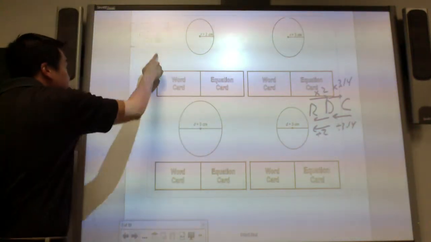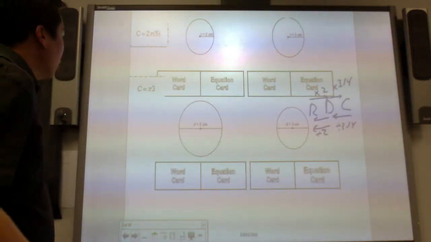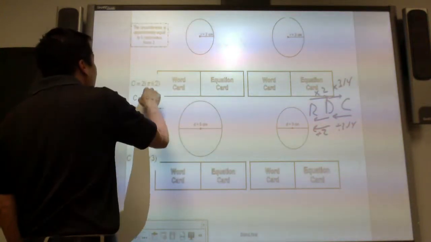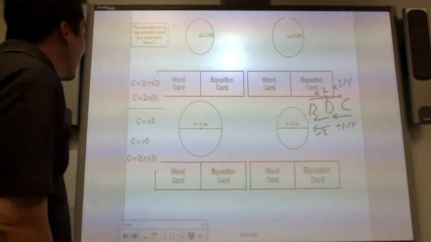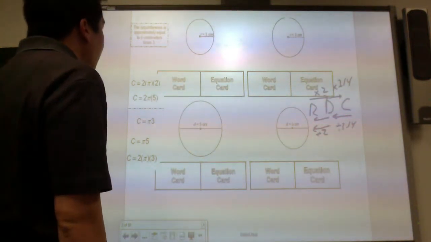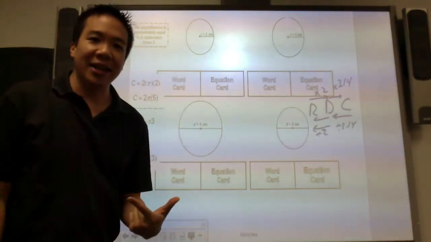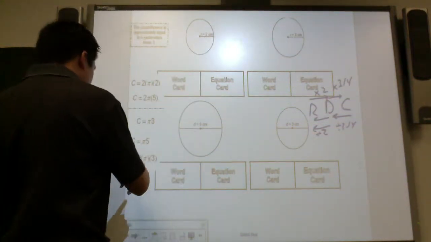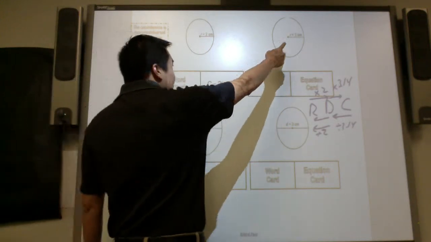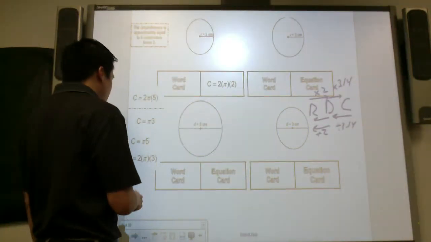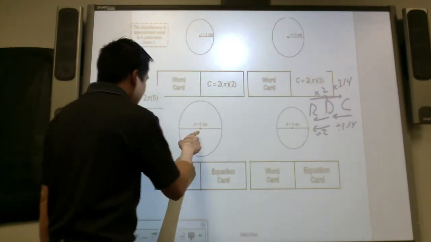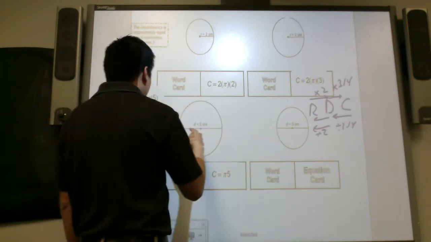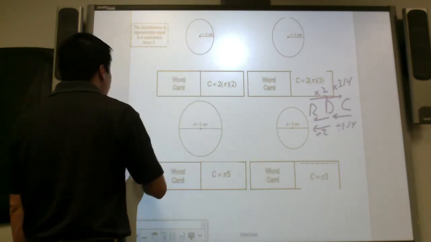So let's go through each one. We have a word card and equation cards. Again, an equation has an equal sign in it, and then you have the word problem. This is a radius, so I know the circumference is 2 pi r, so it'll be 2 pi 3, that'll be this one. This is a diameter, so it's pi d, so it's pi 5. And this is diameter, pi 3.